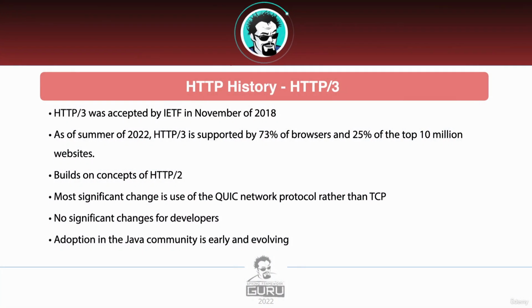Now, more recently, HTTP 3 was accepted by the task force in 2018, so this is fairly recent. As of summer 2022, HTTP 3 is supported by 73% of the browsers and about 25% of the top 10 million websites. This does build on HTTP 2. The biggest change of 3 is to use a QUIC network protocol rather than TCP. There really are no significant changes for us as developers writing RESTful APIs. That they virtually are the same. The commands are the same. All the standards are the same that we are going to be using.